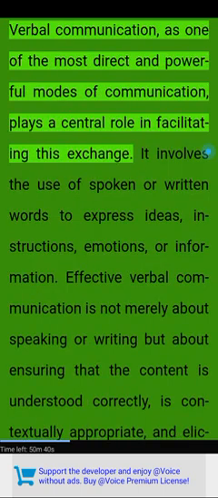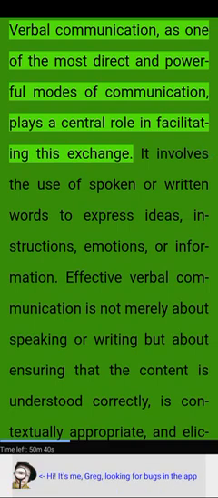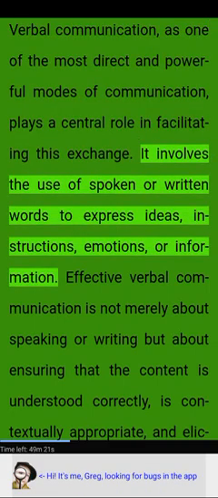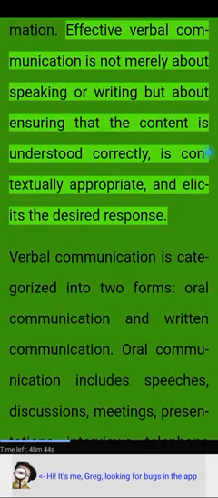Verbal communication, as one of the most direct and powerful modes of communication, plays a central role in facilitating this exchange. It involves the use of spoken or written words to express ideas, instructions, emotions, or information. Effective verbal communication is not merely about speaking or writing but about ensuring that the content is understood correctly, is contextually appropriate, and elicits the desired response.